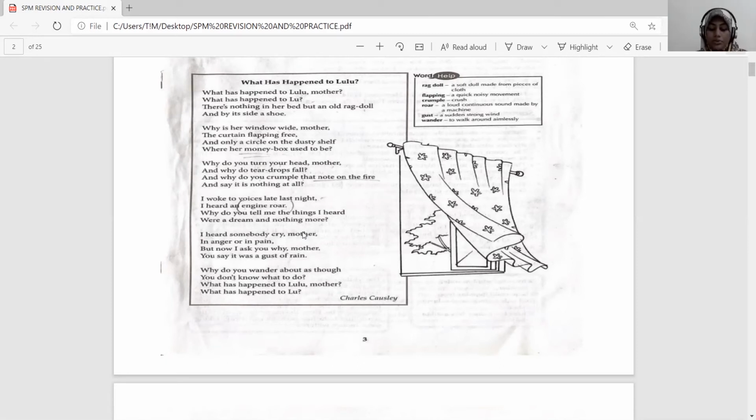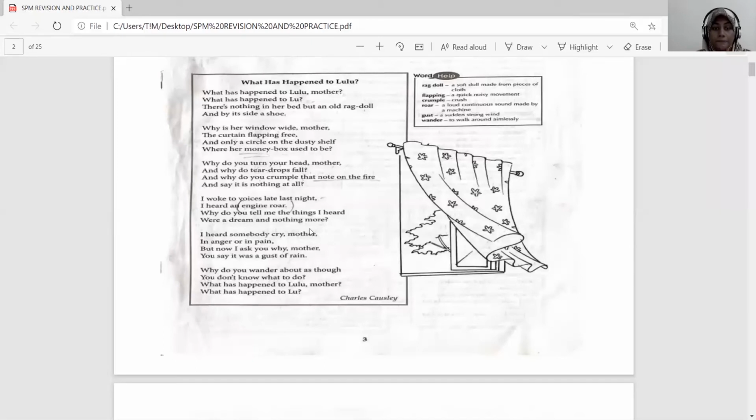Next, you could also talk about the love between the siblings, all right? The child, Lulu and the persona. You can see the child seems to be very concerned about the sister. Okay, this shows his or her love towards the sister. It was throughout the poem, right? She kept asking what happened to the sister. She was questioning the mother, right?